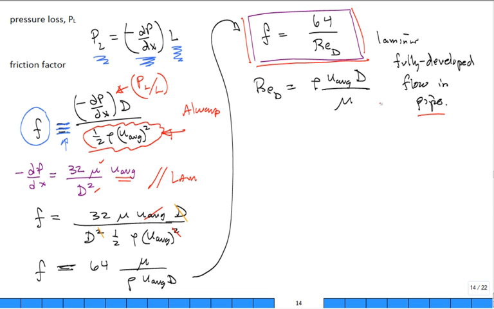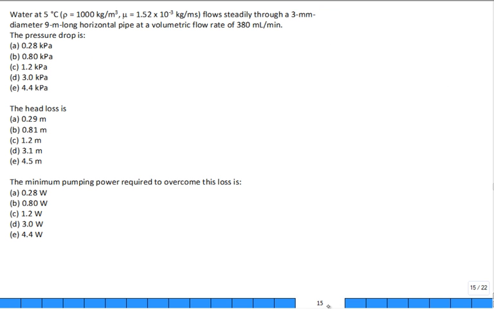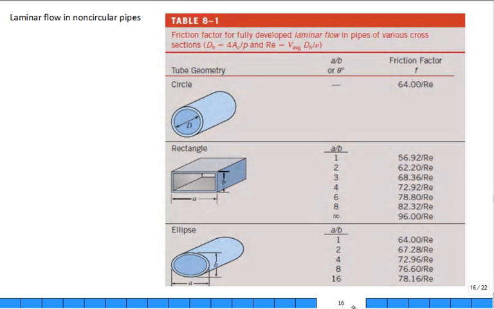What is the Reynolds number? Here's the definition, rho u d over mu. Let me just jump forward then. I'm going to skip some problems. So we have that the friction factor is 64 over the Reynolds number for flow in a round duct or pipe.